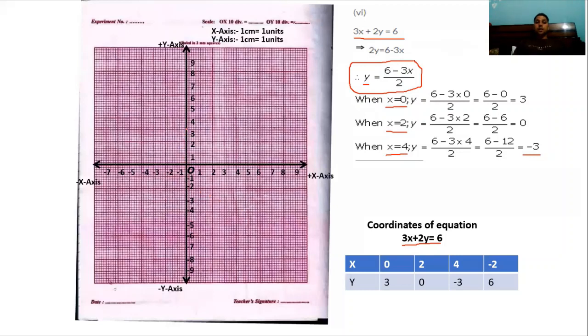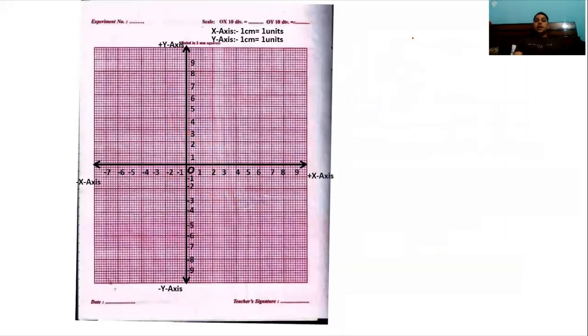It will be here. This will be the location of your point (0, 3), then (2, 0), and then we have (4, -3). Another point we have (-2, 6). After plotting all these points on the graph paper and joining them, it will be a straight line, which will be the required equation of your line: 3x + 2y = 6.